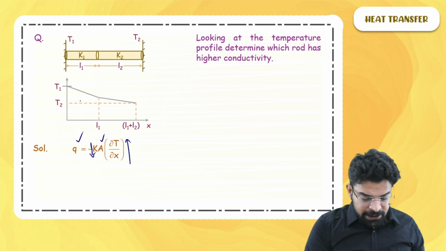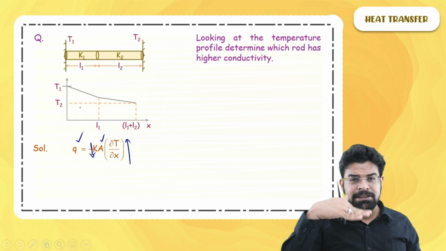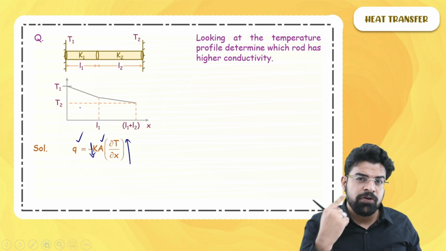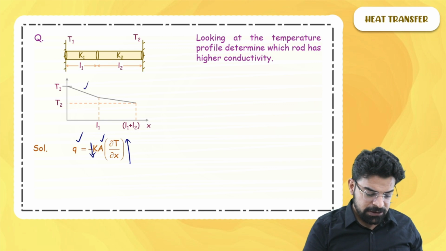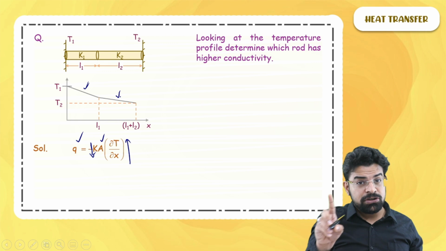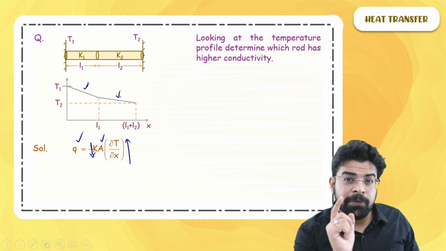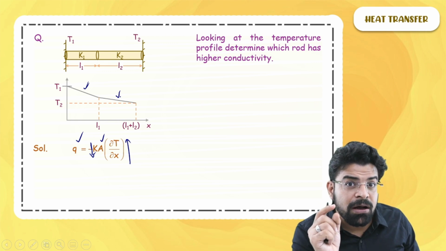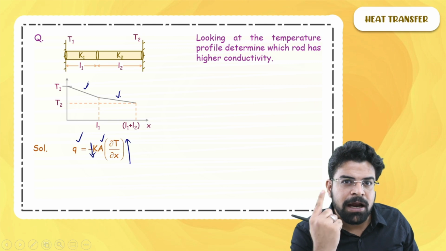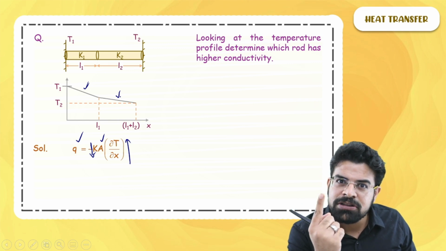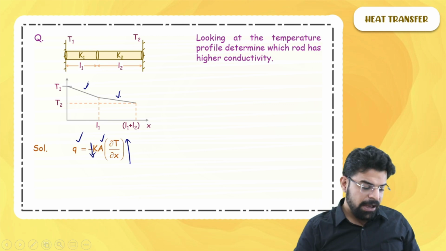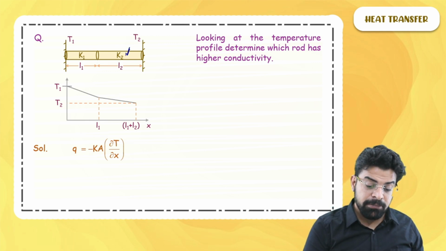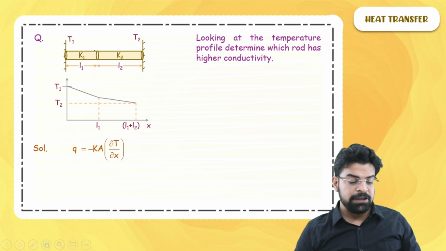Now temperature gradient, just by looking at slope, you can see across which rod the temperature falls faster. Across the first rod the temperature falls faster, and across the second rod the temperature falls slowly. Temperature falls less across a good conductor, metal, and temperature falls more across a bad conductor. That's why I can say that K2 is a better conductor than K1, so K2 has to be more than K1.